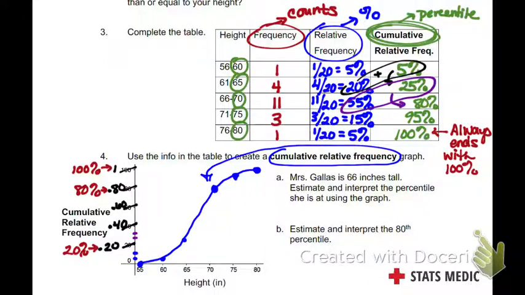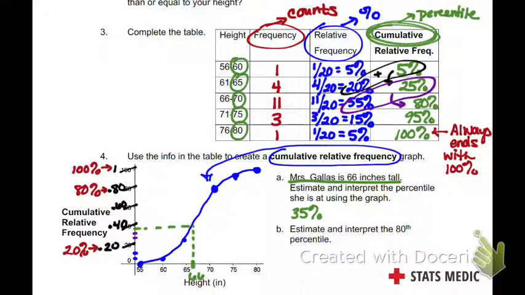It says Mrs. Gallagher is 66 inches tall, and I want to estimate and interpret the percentile she is at using this graph. So 66 would be about here, right? I'm going to follow that up until I hit the graph. About 40. Then I follow it over like this. 40, 45%, something like that, or sorry, 35 to 40%. Mine came in just shy of 40, so I'm going to call it 35%.